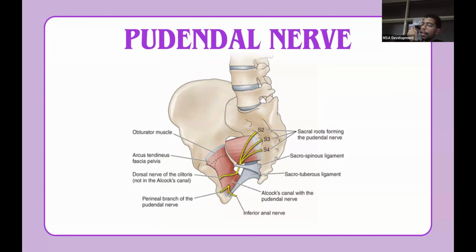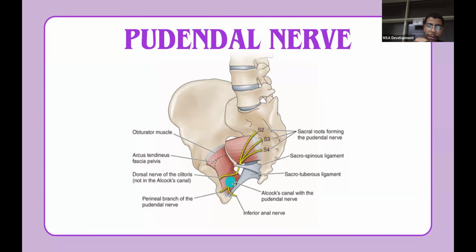Now, this pudendal nerve goes out from the pelvis. Out of the pelvis, it goes through the greater sciatic foramen. And then you can think of it as like it wants to breathe and come back. That's what Dr. Aylin said.